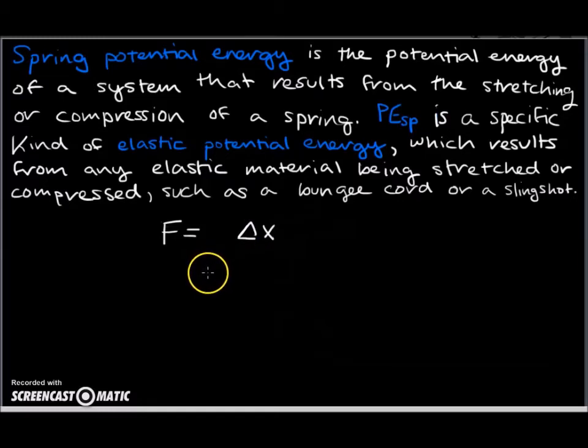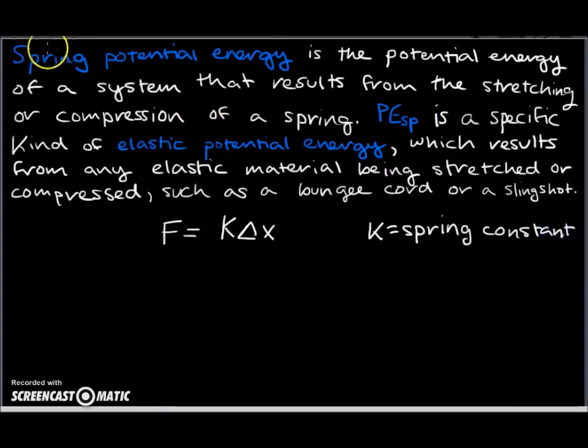You also know that some springs are easier to squish or stretch than others. For example, a large industrial spring is almost impossible to squeeze with your bare hands, whereas a small spring you can easily squish. We represent this in our equation using a constant called k, which represents our spring constant, and all that means is how stiff the spring is. So that is our spring constant k.